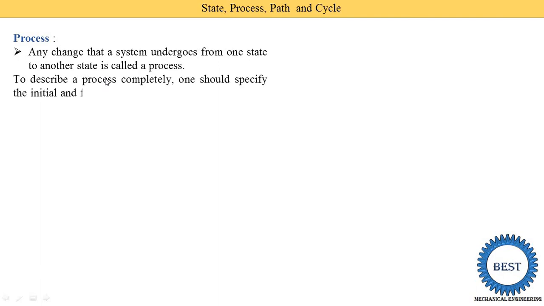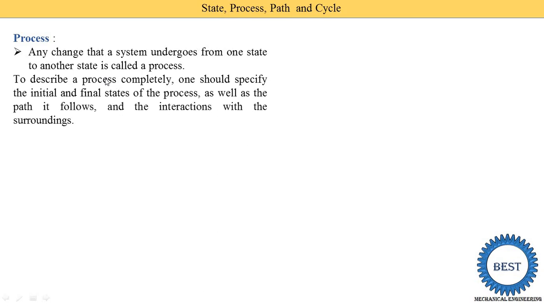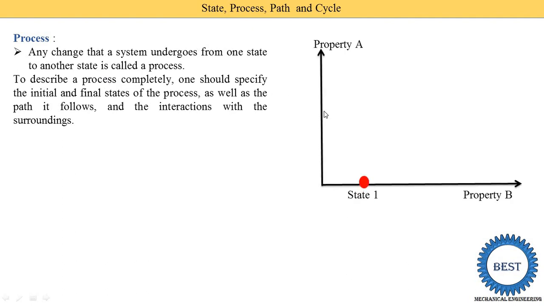To describe a process completely, one should specify the initial and final state of the process, as well as the path it follows and the interactions with the surroundings. Now here I use a graph with property A and property B. Here state 1 is there and this is state 2. So we at least need to specify the initial and final state. State 1 is our initial state, state 2 is our final state, as well as the path they follow.